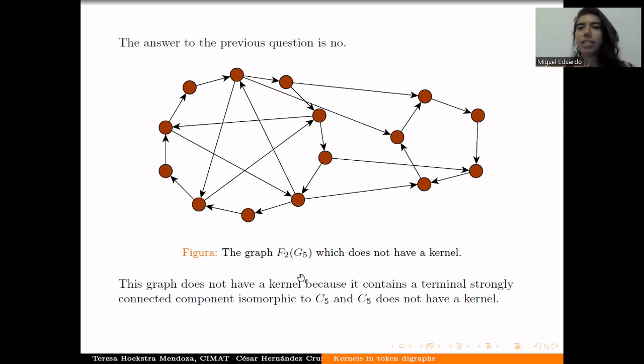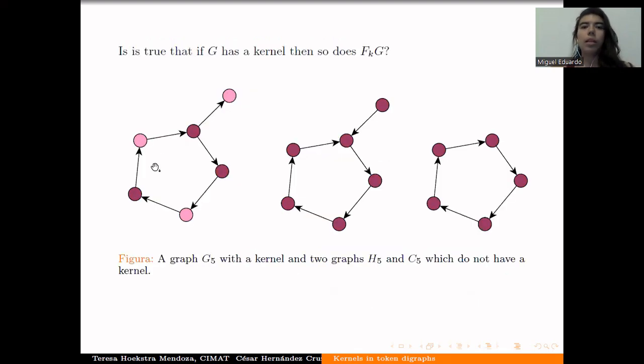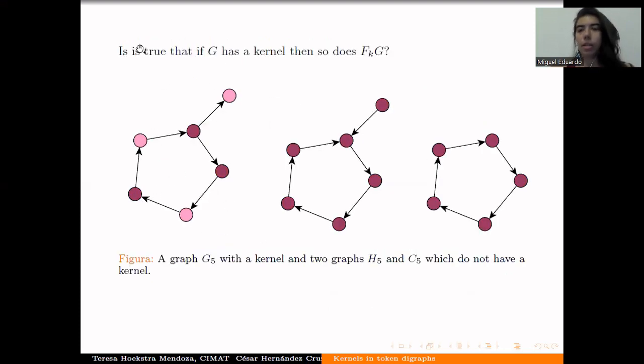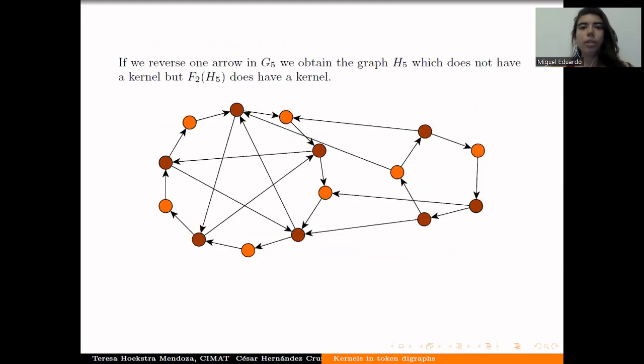But what is interesting and really nice about this is that if we take the graph we started with and reverse this arrow, I mean, we started with a graph which had a kernel and its token digraph did not have a kernel. We reverse one arrow, we turn it around, and then we obtain a graph which does not have a kernel, but its token digraph does have a kernel.